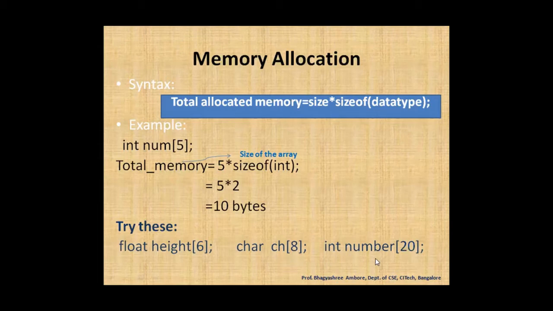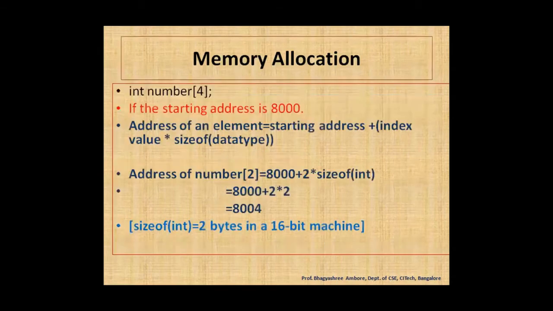Now, last example, you can try this also. Int number of 20. Size of array is 20. Size of integer is 2. 20 into 2 equals 40 bytes. Now we have understood how much memory space it is going to occupy in the system. Now we'll understand how this memory will be allocated. I said how much memory; now how it will be allocated, we'll see one example.